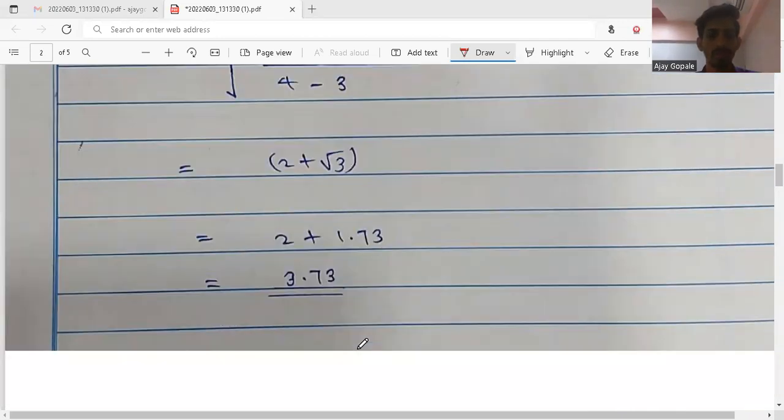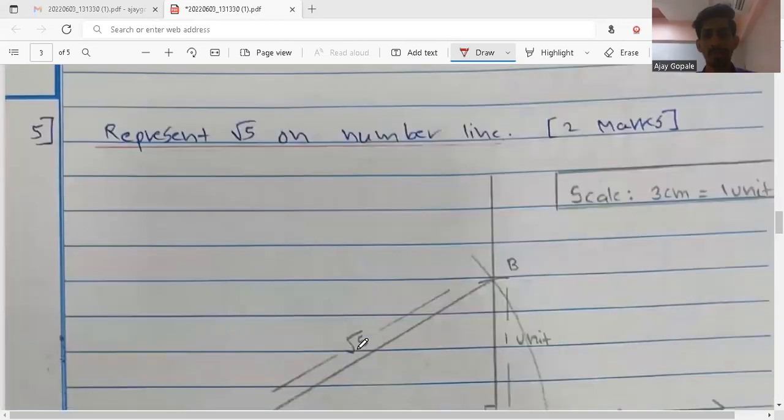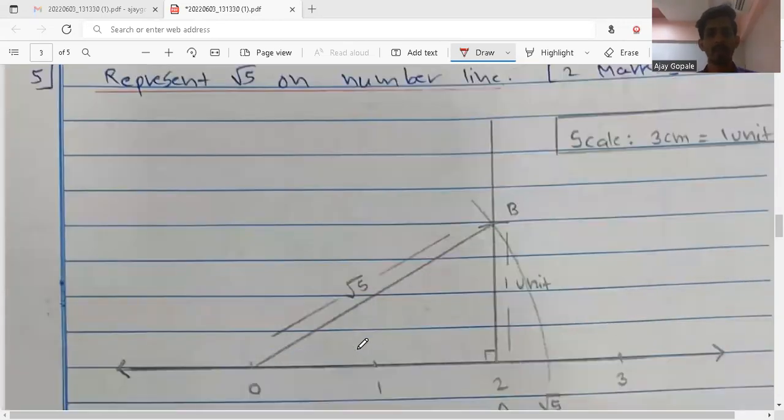Coming to the next question, that was question number 5 of number line. Question for 2 marks. It was given represent root 5 on number line. So very simple question. You already know, we have already discussed this question in the classroom. Textual question. Don't forget to write scale on top right hand side corner. If you haven't written scale, your marks will be deducted. Half mark will be deducted, half or 1 mark.